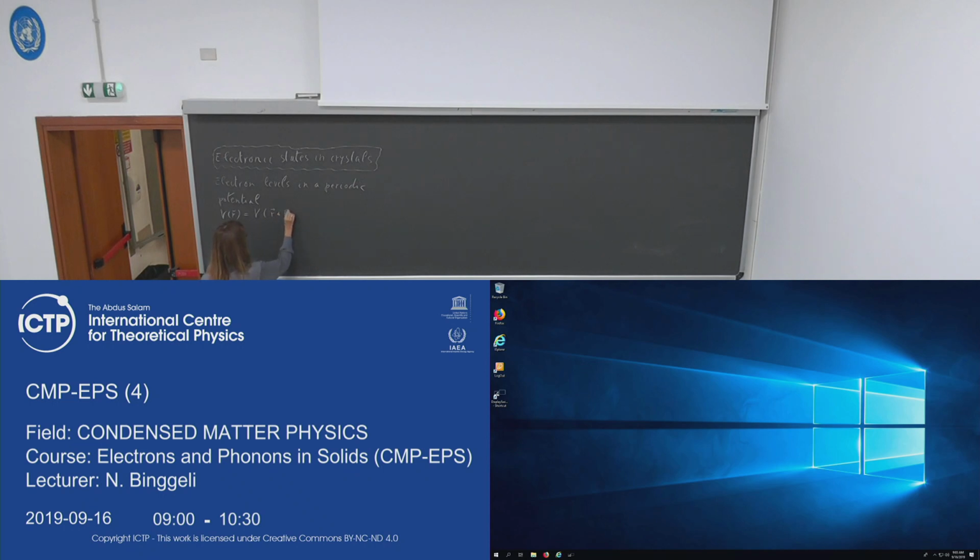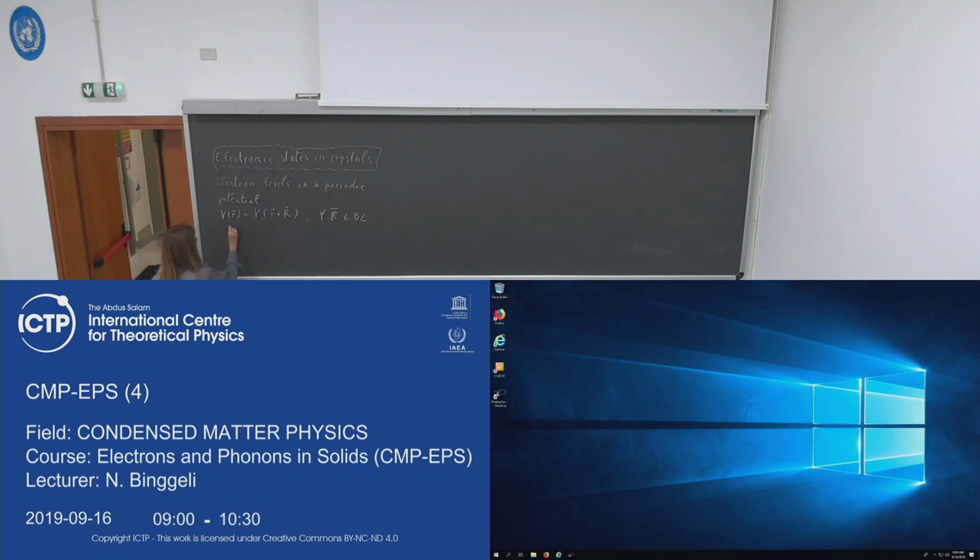So V of R is equal to V of R plus capital R, where capital R is a vector from my Bravais lattice, and this must be true for any vector R belonging to the Bravais lattice of my crystal. So this is the property that I impose on my potential. It must have the full periodicity of the Bravais lattice of my crystal.